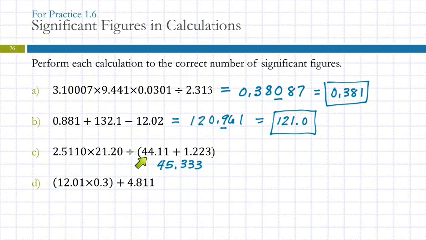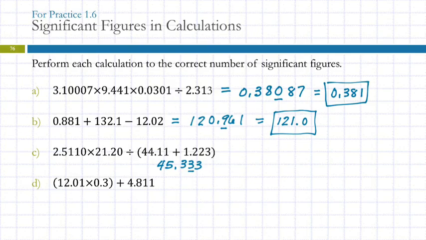So this is what my calculator gives me for the result of this addition. I need to use the adding rule for sig figs and say, well, this one has 2 decimal places, this is 3 decimal places. That result should have 2 decimal places. So I'm going to underline the last significant figure. Now when I do multiplying and dividing, I'm looking at number of sig figs instead of number of decimal places. So I'm going to go ahead and do the math. 2.5110 times 21.20 divided by the 45.333.